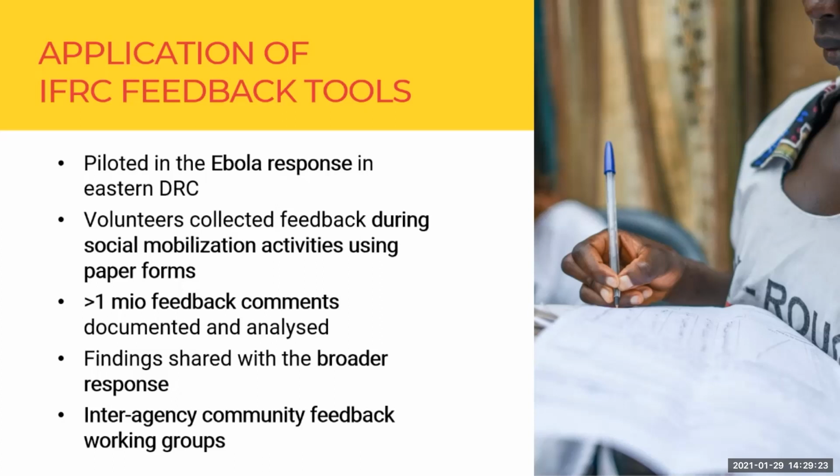in the response. And what we piloted there is something that I mentioned on the previous slide. We set up interagency community feedback working groups to make sure that we are not only using this information to adapt our messages, but that we are sharing this information with everyone working on the response and discussing with the other pillars of the response, such as logistics, security, the burial teams, to discuss these findings with them and to think about solutions for addressing the feedback and for taking that feedback into account.